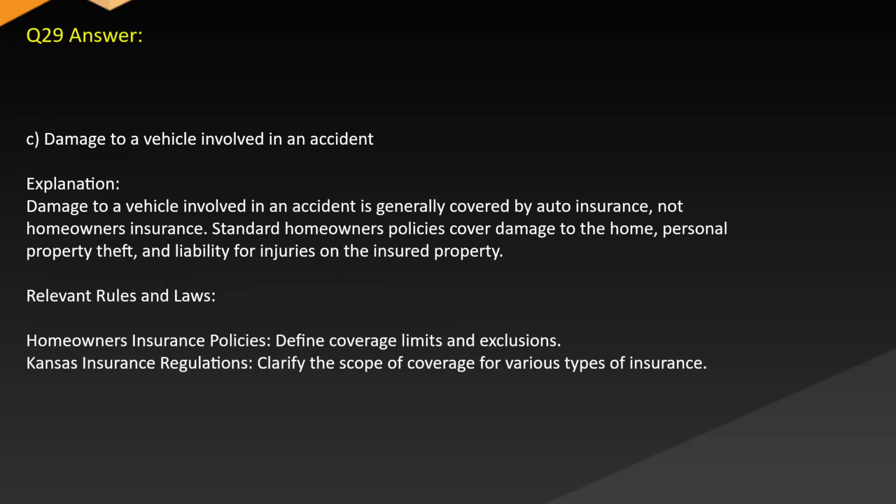Answer: C. Damage to a vehicle involved in an accident. Explanation: damage to a vehicle involved in an accident is generally covered by auto insurance, not homeowners insurance. Standard homeowners policies cover damage to the home, personal property theft, and liability for injuries on the insured property. Relevant rules and laws. Homeowners insurance policies define coverage limits and exclusions. Kansas insurance regulations clarify the scope of coverage for various types of insurance.